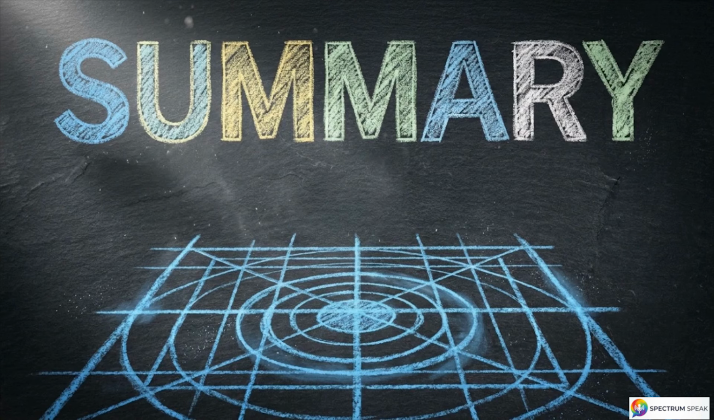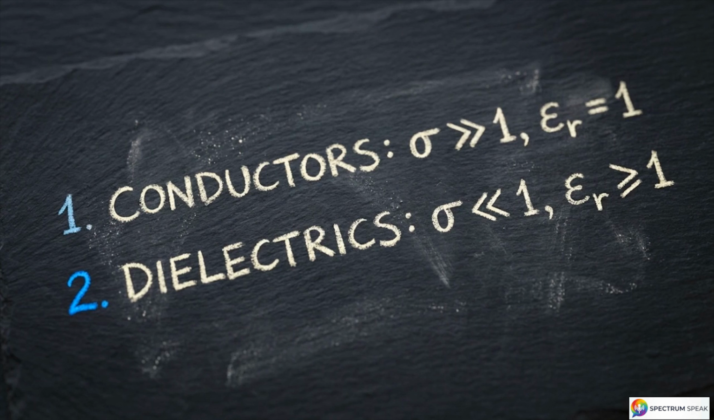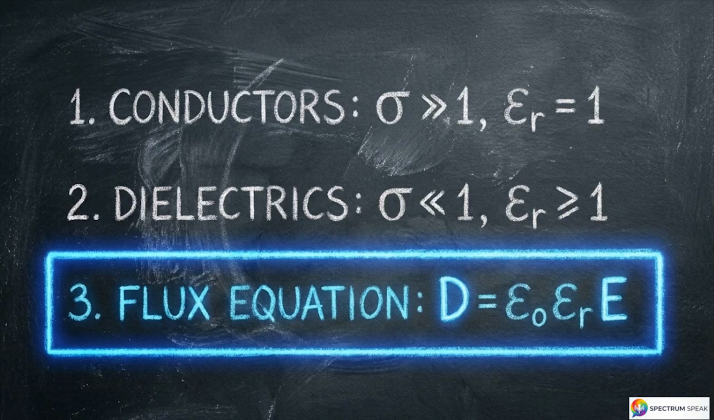Let's lock in the 3 main rules for material space. Number 1. Conductors have high conductivity and a relative permittivity of 1. Number 2. Dielectrics have near zero conductivity and a relative permittivity greater than or equal to 1. Number 3. The modified flux equation includes both the free space and relative permittivity constants.